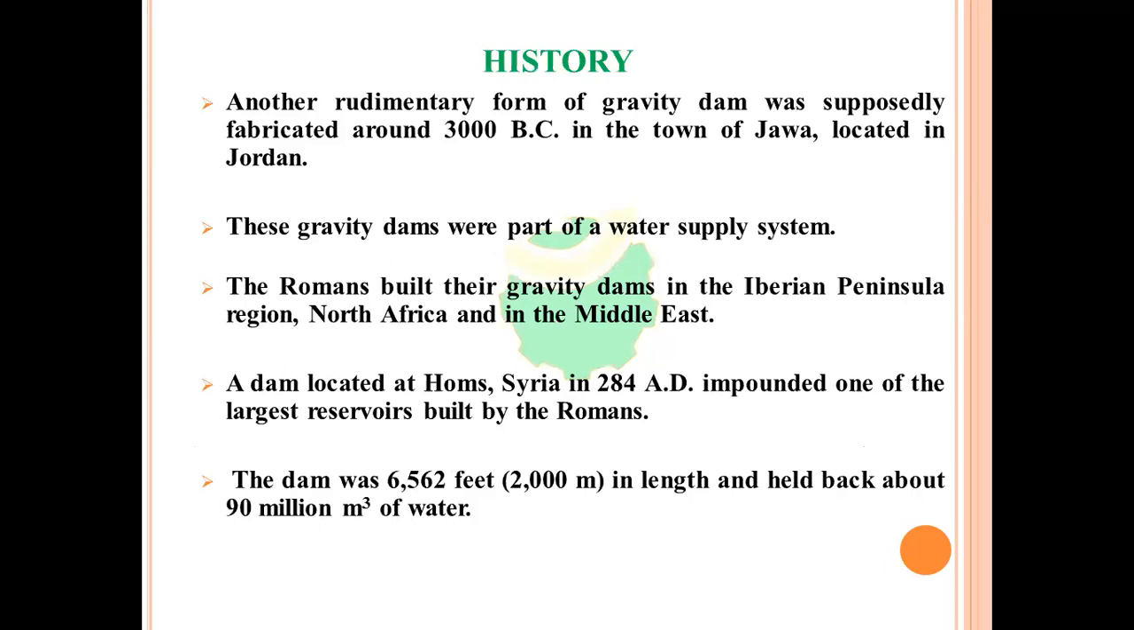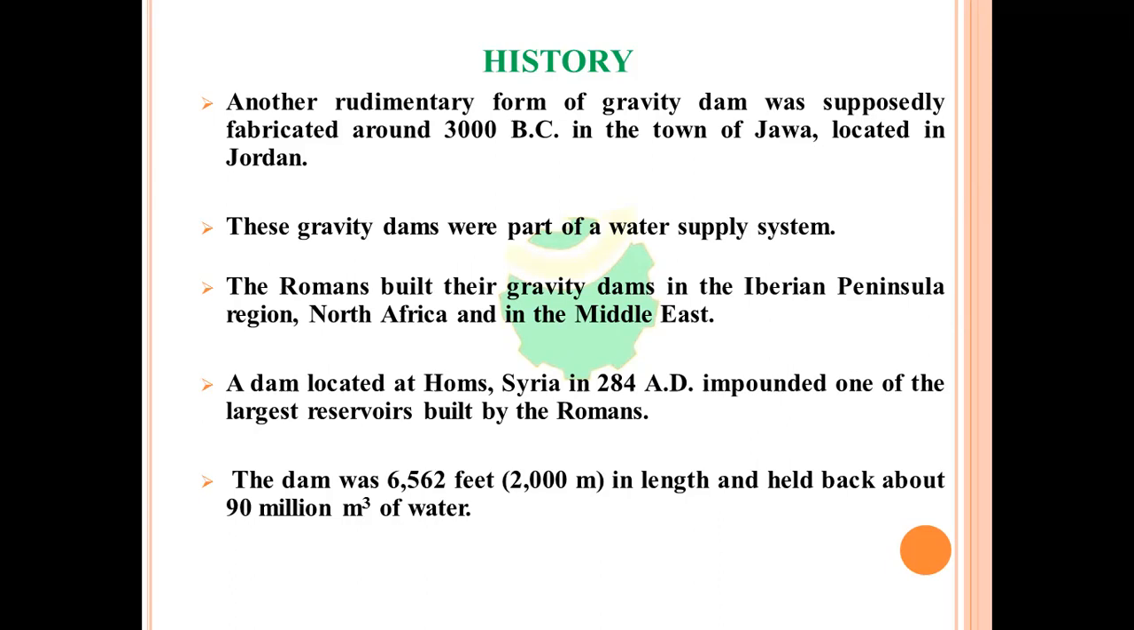Another dam was supposedly fabricated around 3000 BC in the town of Jawa located in Jordan. These gravity dams were part of a water supply system. Next dam is constructed in 3000 BC in Jawa. It is constructed for water supply to the cities. The first dam is constructed for flood controls.